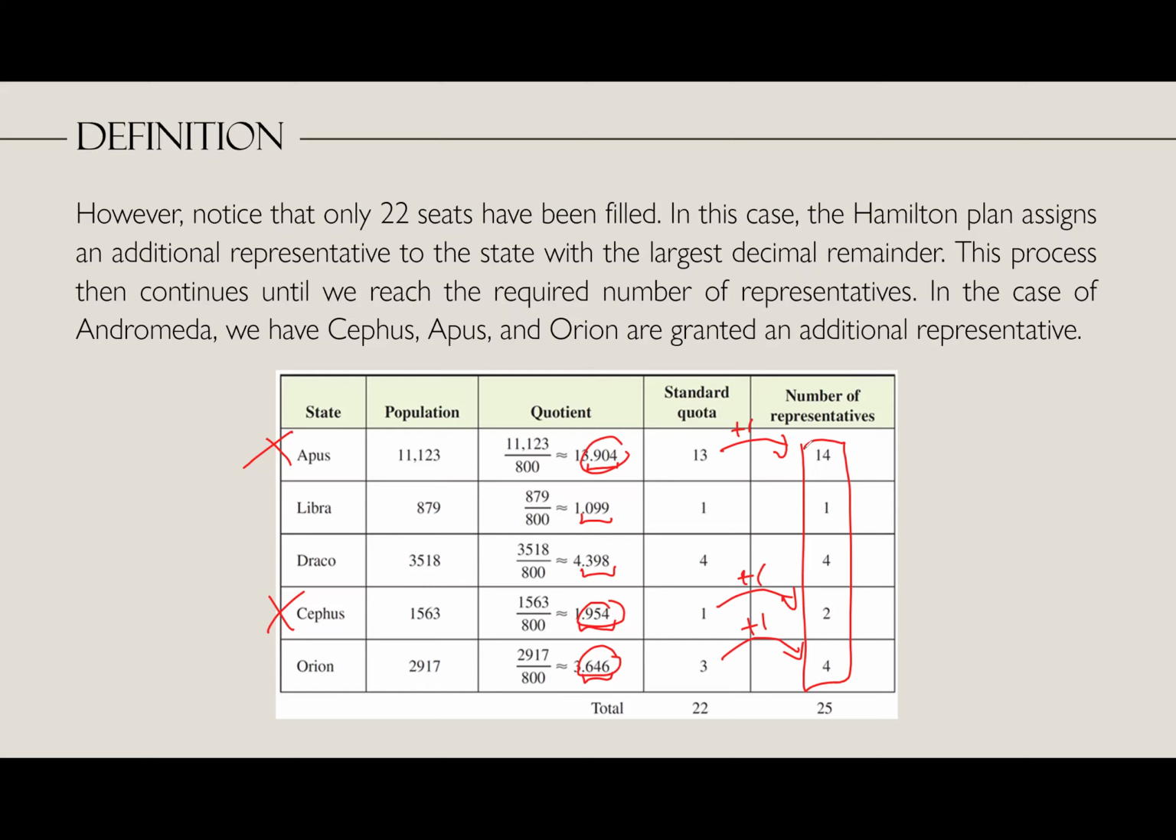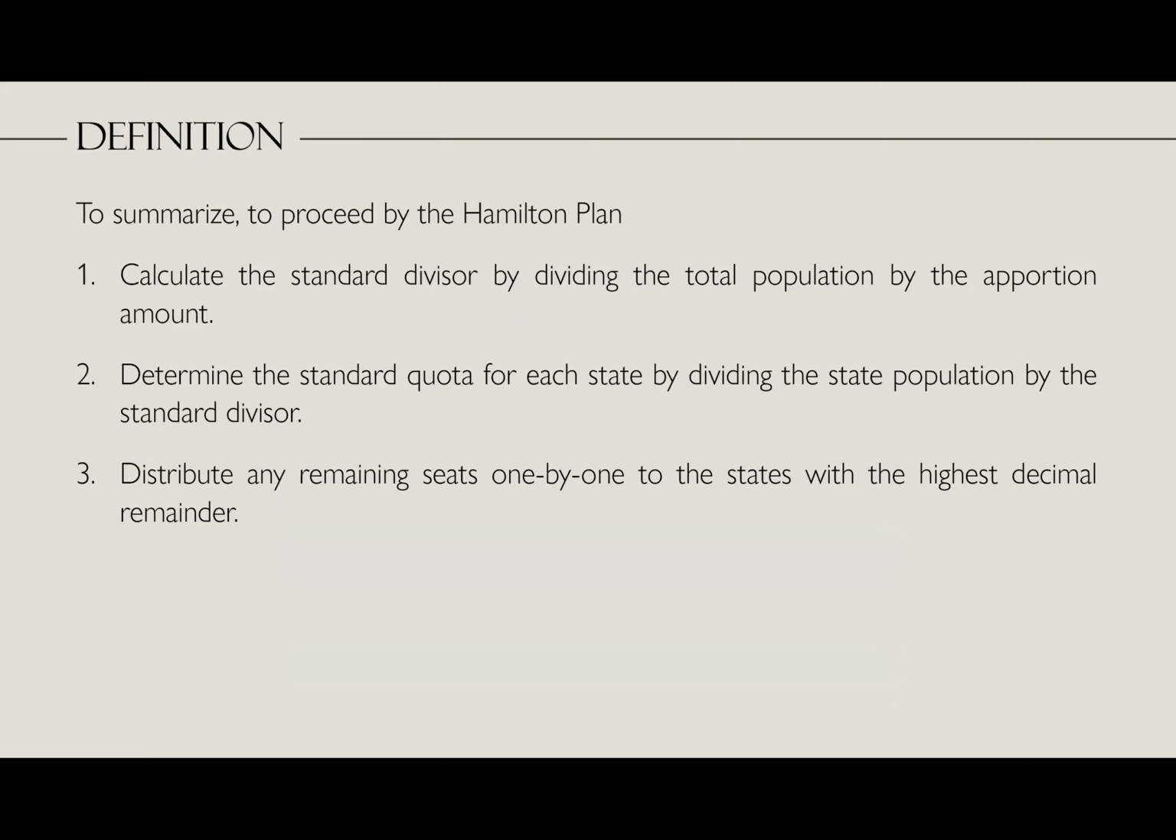So let's summarize. In this Hamilton plan, the steps that we followed were, first off, get the standard divisor, which was again, total population divided by my apportion amount. That is how many representatives I wanted. Step 2, give me the standard quota by dividing the state population by the standard divisor and then rounding down. And then if I have any remaining seats that are left, I distribute them one by one to the states with the largest decimal remainder. So this is our Hamilton plan.